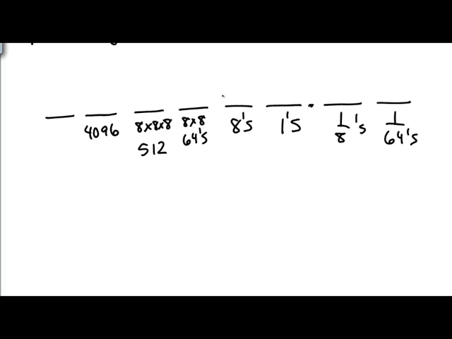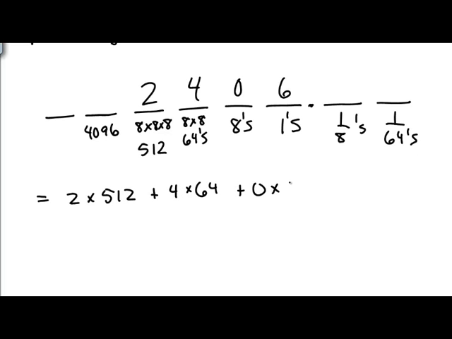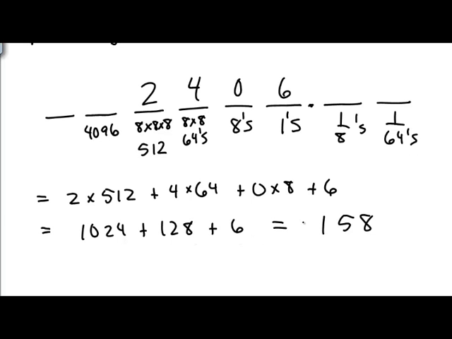So what was the last one? 2406. This is 2 512s plus 4 64s plus 0 8s plus 6. And that is 1024 plus 256 plus 6, which is 1286. So then we would say 2406 in base 8 is 1286 in base 10.